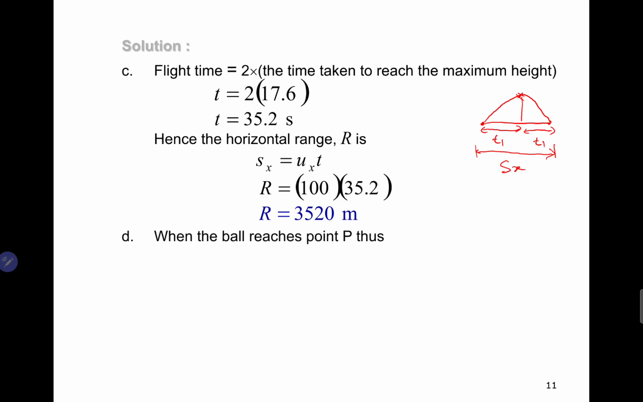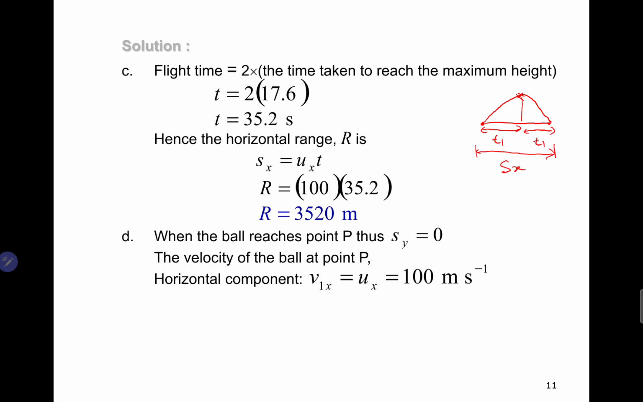Next question. When the ball reaches point P, they want you to calculate the magnitude and direction of velocity. So over here, the displacement will become 0. The x component will be constant, no need to calculate this one. You just need to calculate the y component.